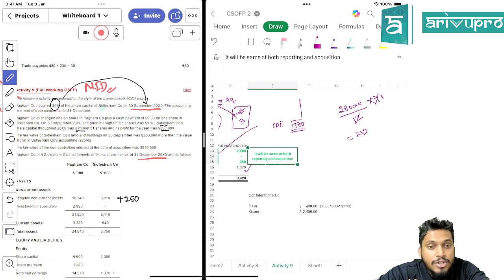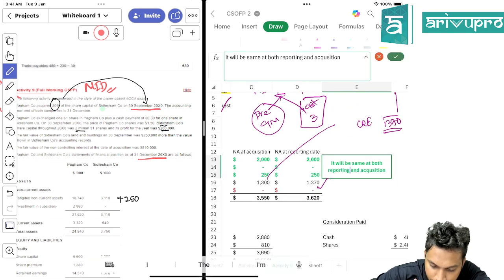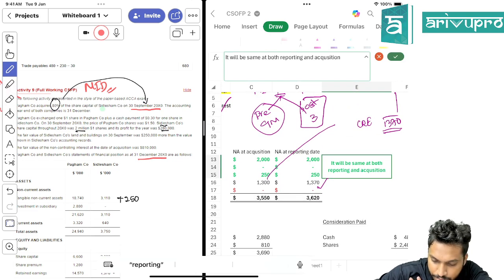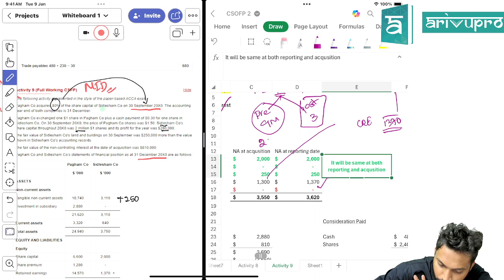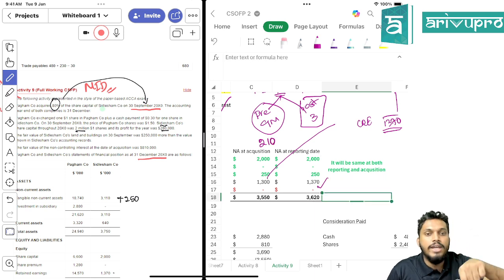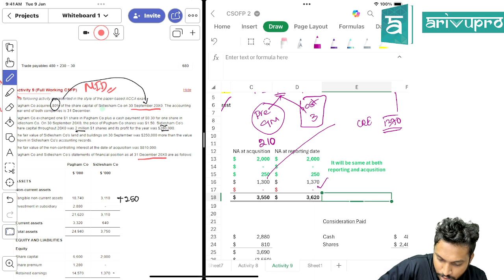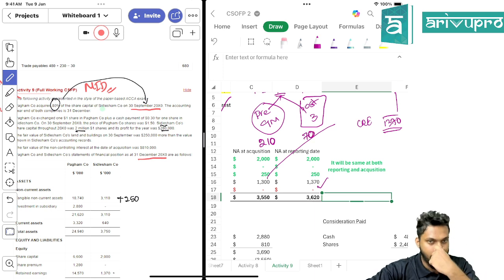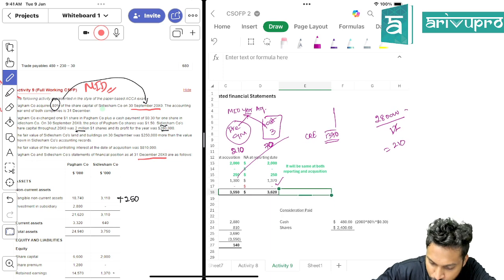210 should be the pre-acquisition profits. Then the post-acquisition profits will be 280 minus 210, which is 70. So the profit belonging to us is going to be only 70.